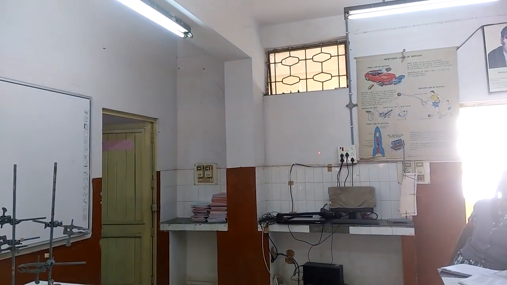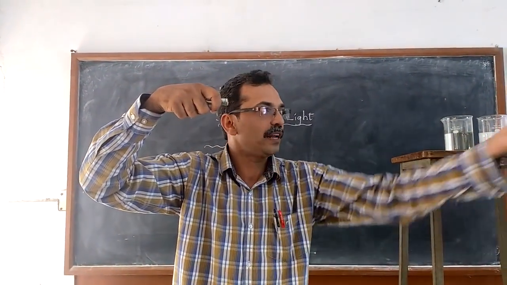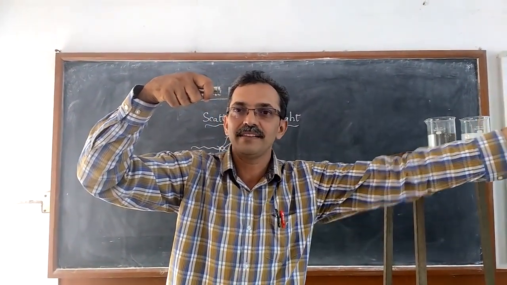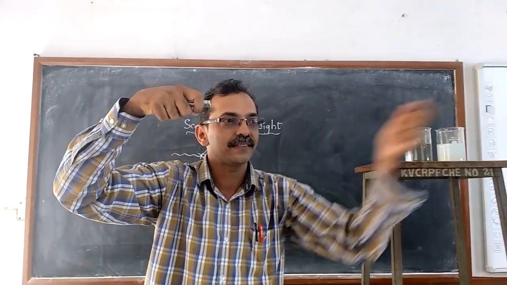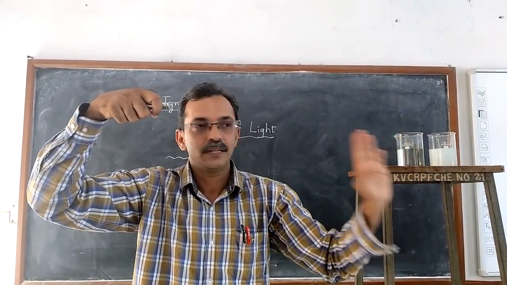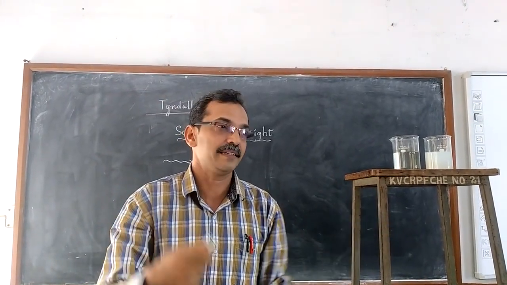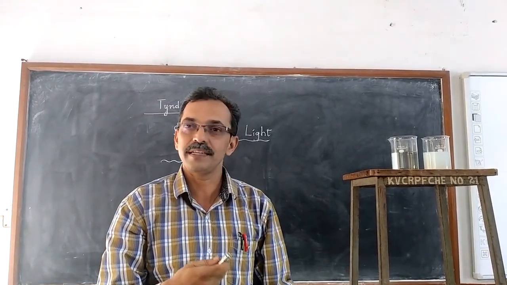Can you see a dot? Yes, sir. Okay. Now come back to this. Can you see the path in which the laser light, the red light, is traveling? No. Can you see the path? No, it is not seen. Only you can see the dot over there. Okay. Now the question is why? What is the reason?